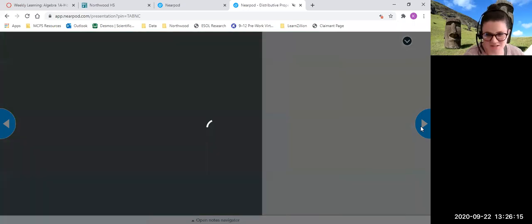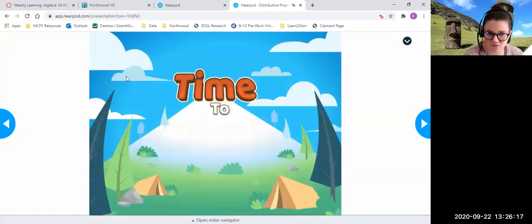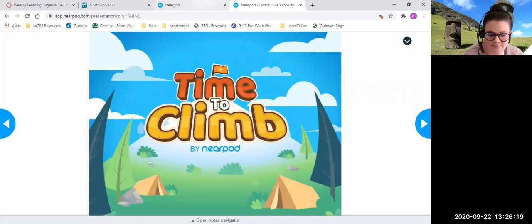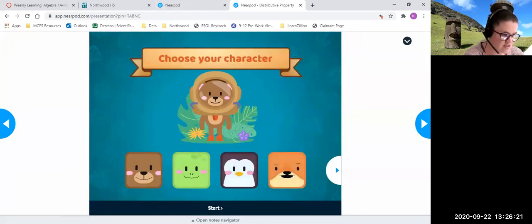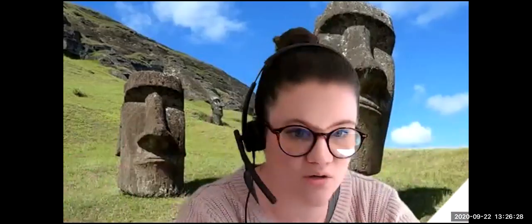Okay. There's another practice one. I'd like you to try and go through it. Time to climb one more time. But that is essentially the lesson. I'm not going to show you those answers right now to see if you can do it on your own, right? It's not punitive. It's just, I want to see where you are right now.